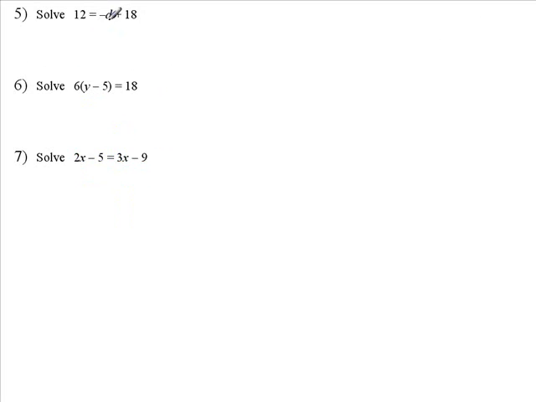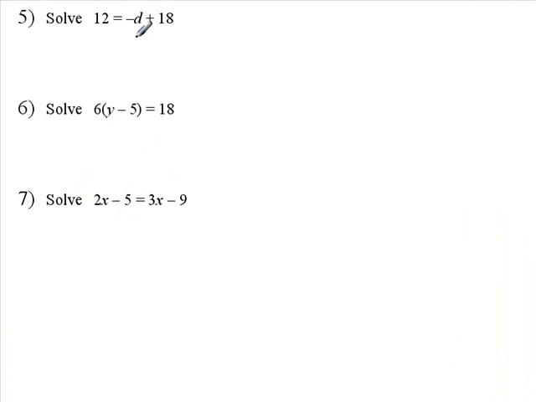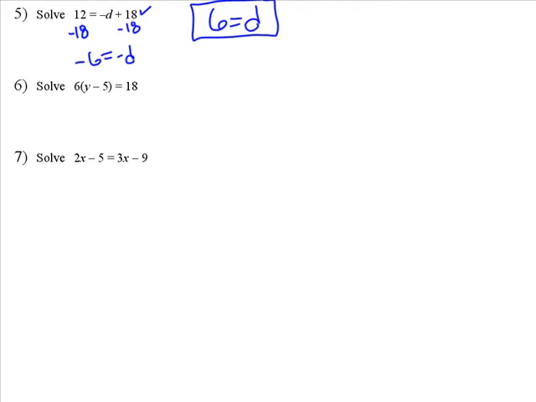Okay, still on concept 2 here with number 5. We're solving for d. I've got 12 equals the opposite, or negative d plus 18. I want to get rid of the 18, so I'm going to subtract 18 from both sides. That gives me negative 6 equals negative d. If I multiply both sides of that equation by negative 1, I'll get a positive 6 equals a positive d. That's what I want. Let's plug it in and see what we get. Negative 6 plus 18, that's 12, which equals 12, so that checks. This answer has to be right. It can't be wrong. Let's go on to number 6.